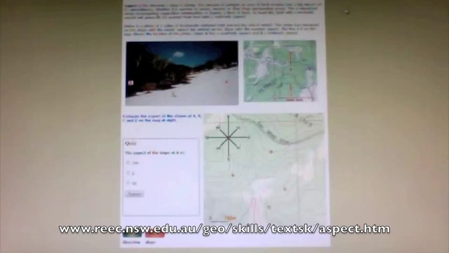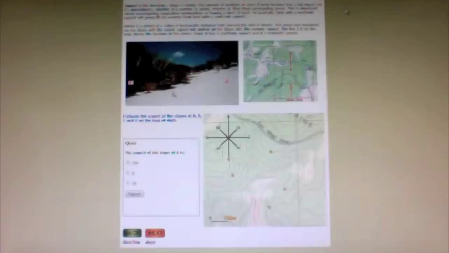Aspect is the direction a slope is facing. The amount of sunlight an area of land receives has a big impact on its microclimate, whether it is warmer or cooler, moister or drier than surrounding areas. It is important when investigating vegetation communities or buying a block of land. In Australia, land with a northerly aspect will generally be warmer than land with a southerly aspect.